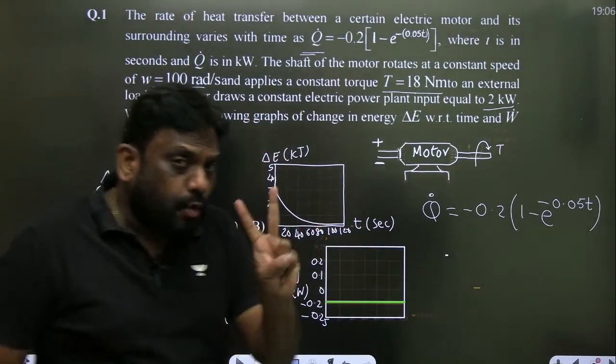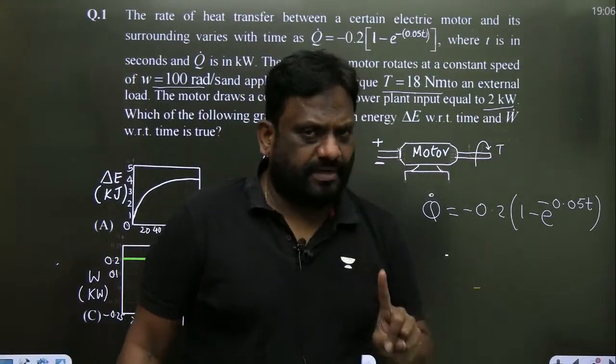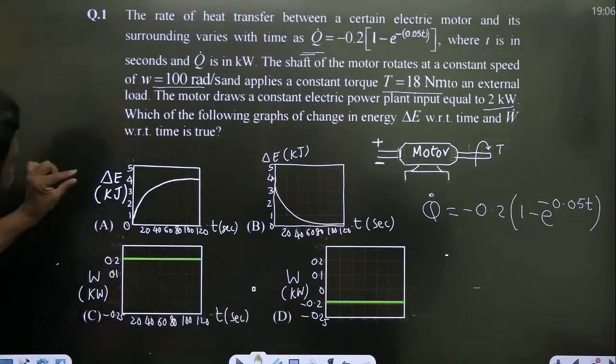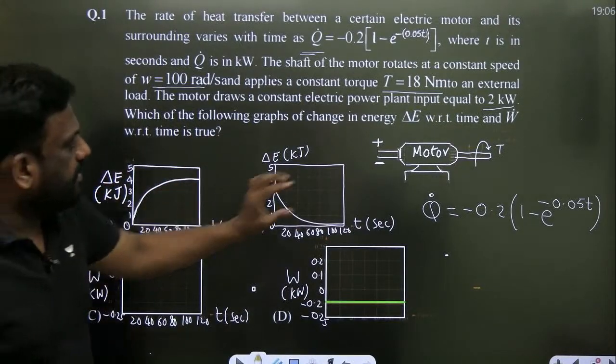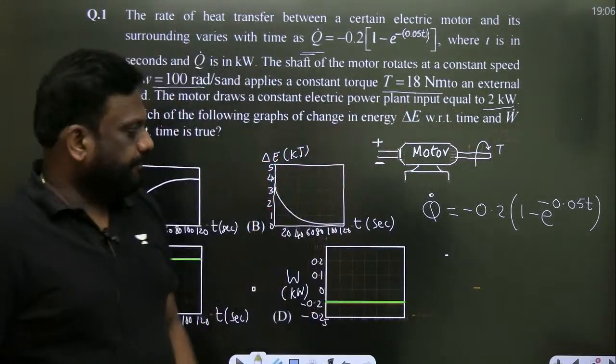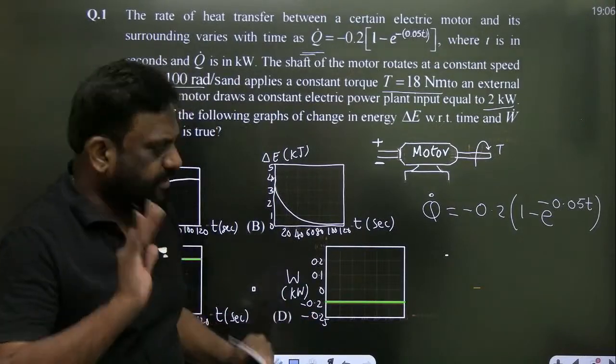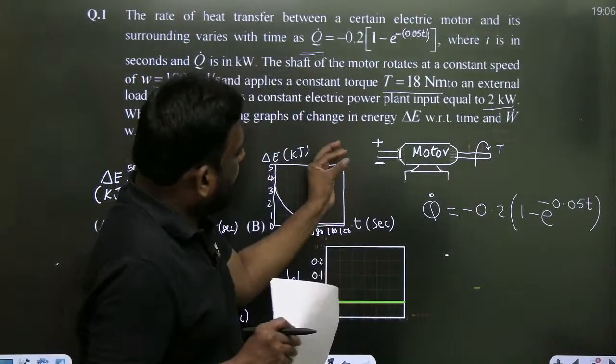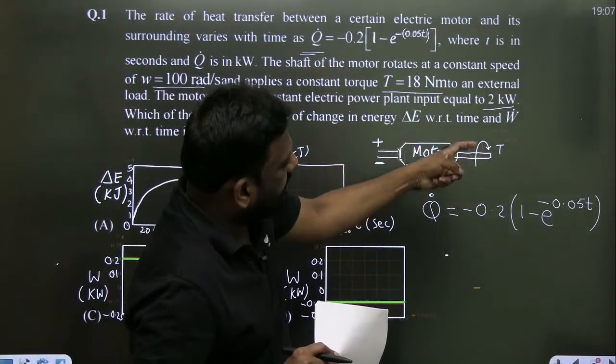And which of the following graphs are correct? Two graphs are given. It is an MSQ question. One is given for work, which is in kilowatt. The other is given for change in energy in the motor. Chalo, koi baat nahi sir, let me do this question. Very simple. I want work. How many works are there? There are two works: one is electrical work input, the other is the shaft work.